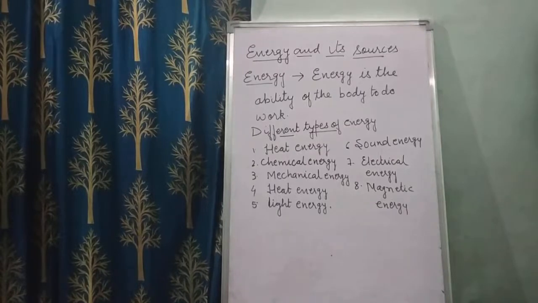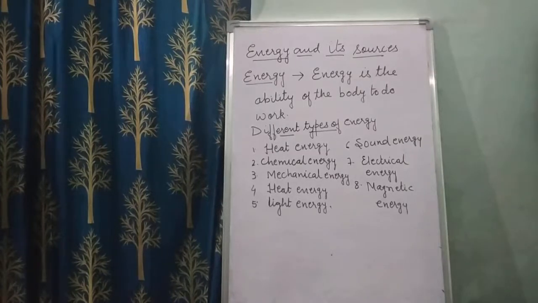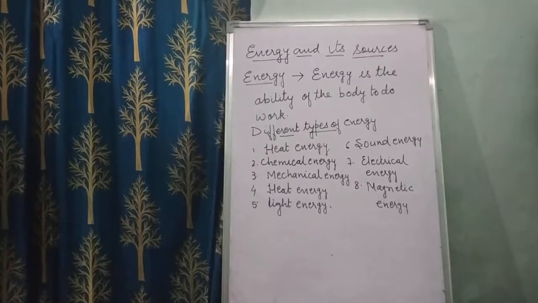Now children, energy exists in various forms. The different forms of energy are heat energy, chemical energy, mechanical energy, light energy, sound energy, electrical energy, and magnetic energy. Energy can change from one form to another. These different forms of energy, children, we are going to study in the higher classes in detail.